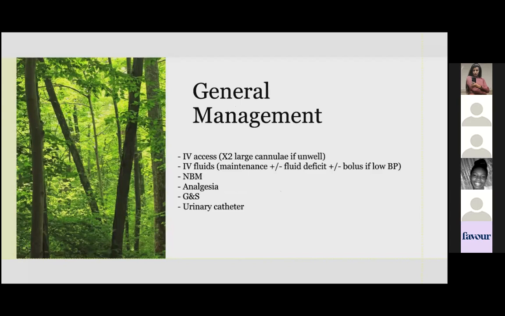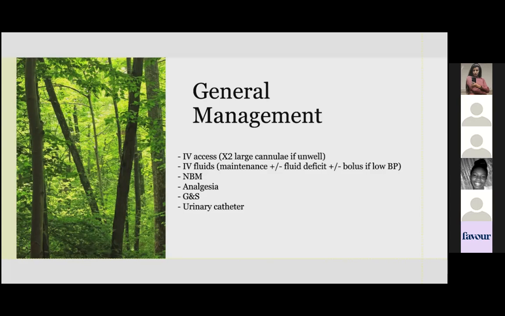Your general management of any unwell patient is to get good IV access, which means 2 large bore cannula. You can give some IV fluids initially, so you can give a bolus of 500 mils to a litre if the patient is shocked, and then reassess to make sure that the patient's observations and clinical state are improving. Then if you think the patient is dehydrated and they've got ongoing insensible losses, you need to not just give them maintenance fluid, but probably a bit more to account for this fluid deficit.